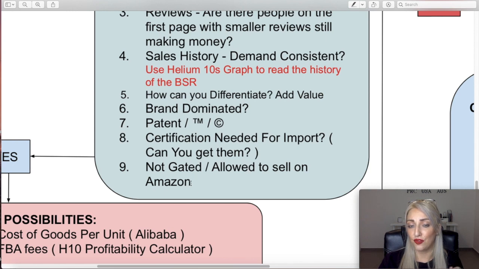Is it gated, or is it not allowed to sell on Amazon? You can find out about gated products. I'll put a link for that so that it's easy for you guys to find Amazon's gated categories. And are you allowed to sell this product on Amazon? There are 2 ways of knowing that, and you should do them both.